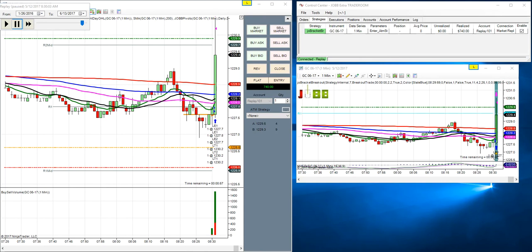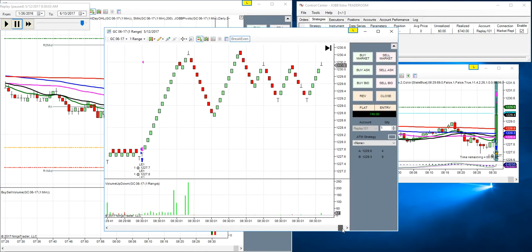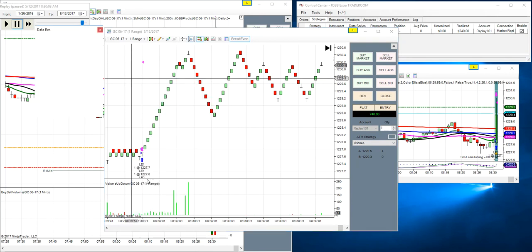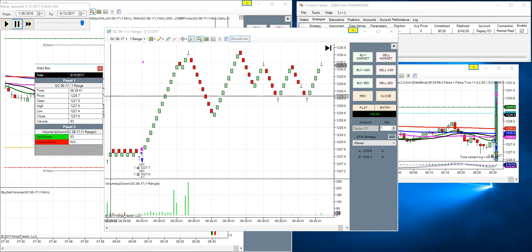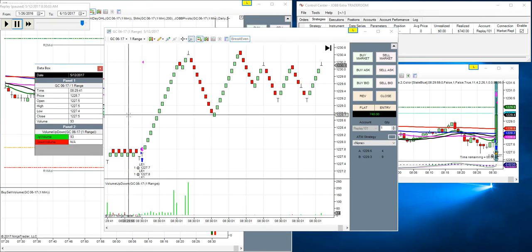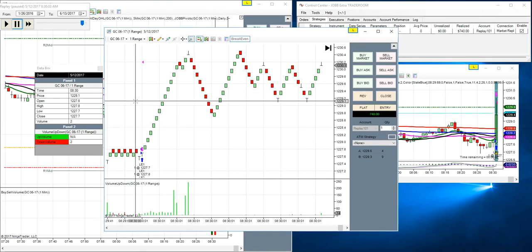So what you have to do is look at the range chart at the exact time of the trade. What you're looking for is, with the data box also, you're looking at time and volume, number of contracts. Sometimes you have to click the chart to get the box to work.